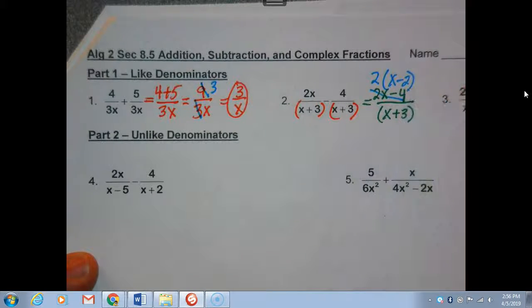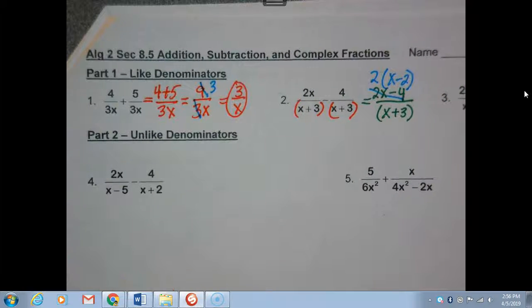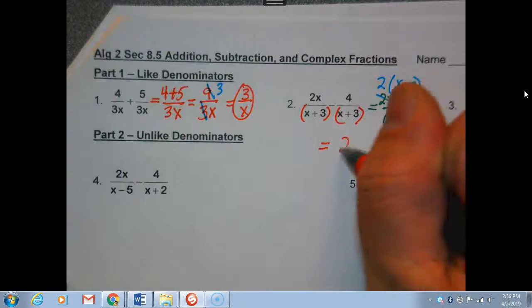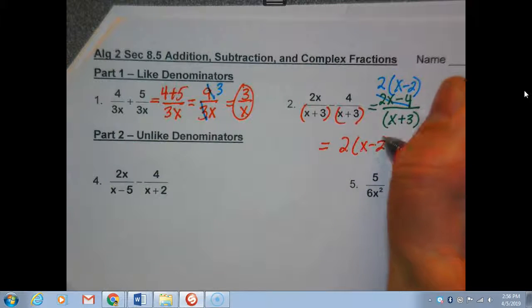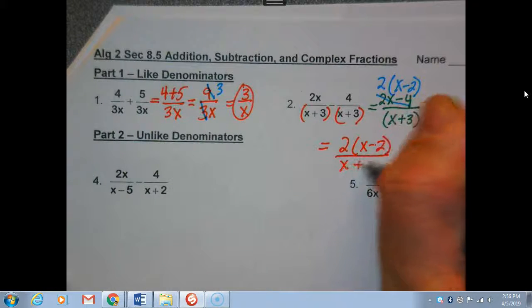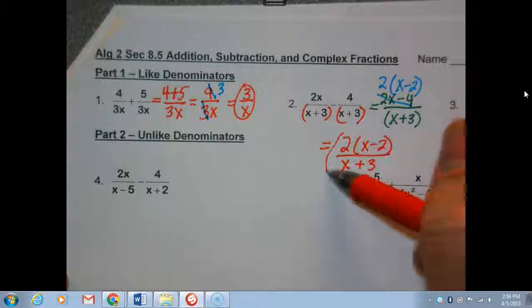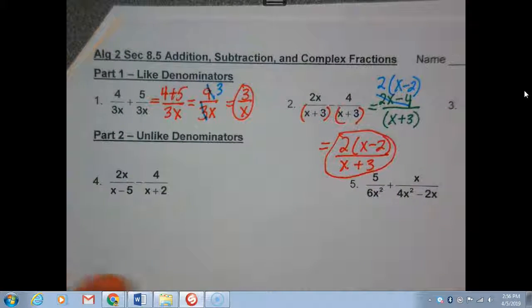Can I simplify? Nah, it didn't really help me, did it? So my answer is 2 times x minus 2 over x plus 3. Okay? Pretty easy, right?